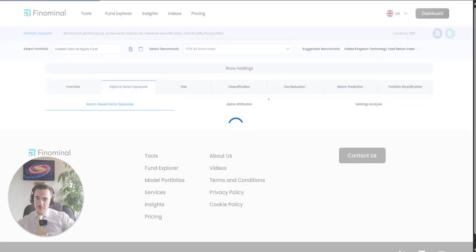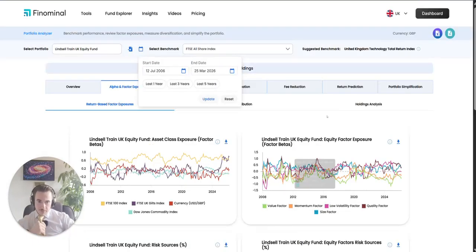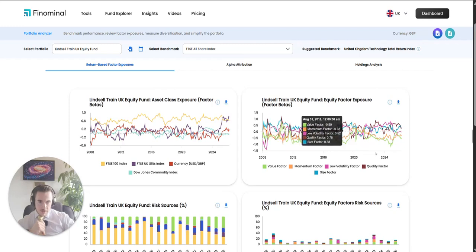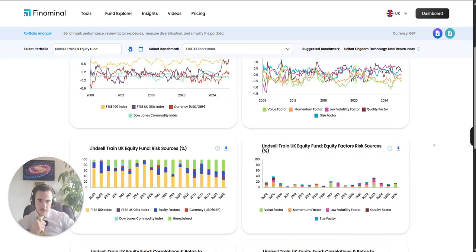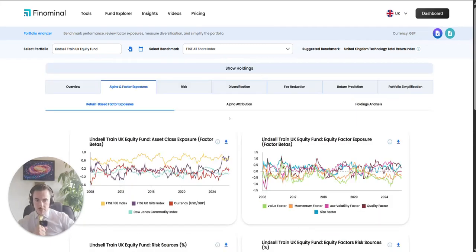Let's look now at alpha and factor exposures, where I will reset this to since inception data. Okay, let's look at return-based factor exposures. The main thing I'm pointing out here seems to be a negative value factor exposure. If we scroll down, we can see exactly a minus 0.4 value factor beta, a minus 0.2 momentum factor beta, and a positive 0.2 size factor beta. Worth noting on that particular one.